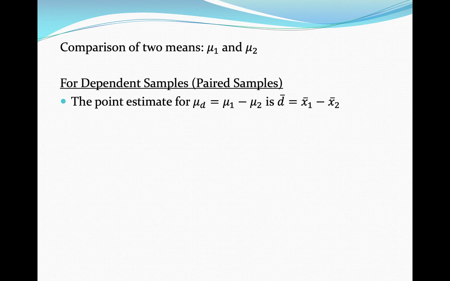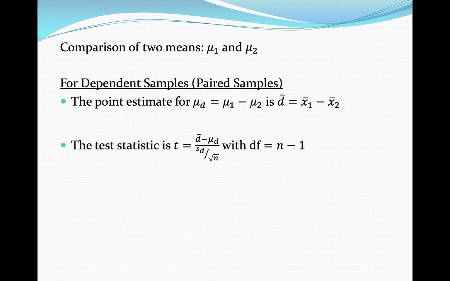Of course, the way we estimate mu is typically by x bar, and we do the same thing here. We estimate mu sub d by d bar, which is the mean of the differences. We just use the sample means to estimate the population means. So mu sub d is mu1 minus mu2, and d bar is just x bar 1 minus x bar 2. Really, all you have to do when you collect data is calculate the differences, and then take the mean of those differences, and that will give you d bar.